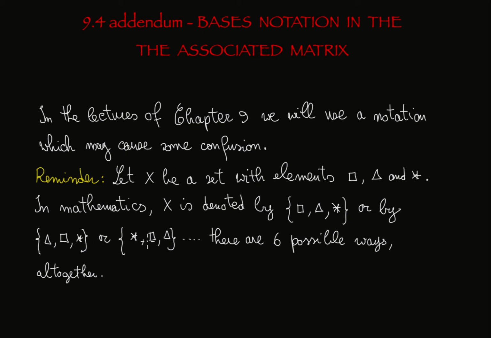All these notations indicate exactly the same set. There is no particular order in which we list the elements in a set. Just the elements in a set are relevant for the set, not the order in which they are listed. And altogether there are 6 possible ways in which I can denote this set X.